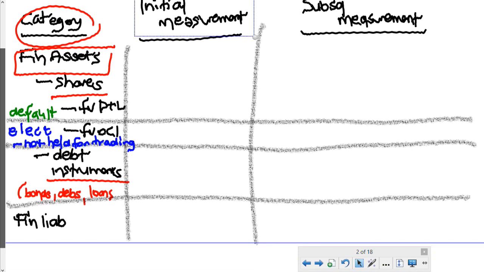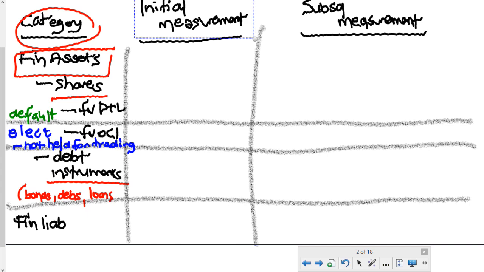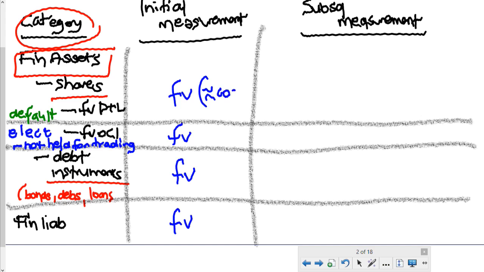Okay, initial measurement for all of these is fair value. Yeah, so initial measurement for that one is fair value, for this one it's fair value, for this one it's fair value, and for this one it's fair value. We deem fair value to be cost. Because remember, the transaction is between two parties, arm's length, and so we assume at initial measurement that cost is fair value.